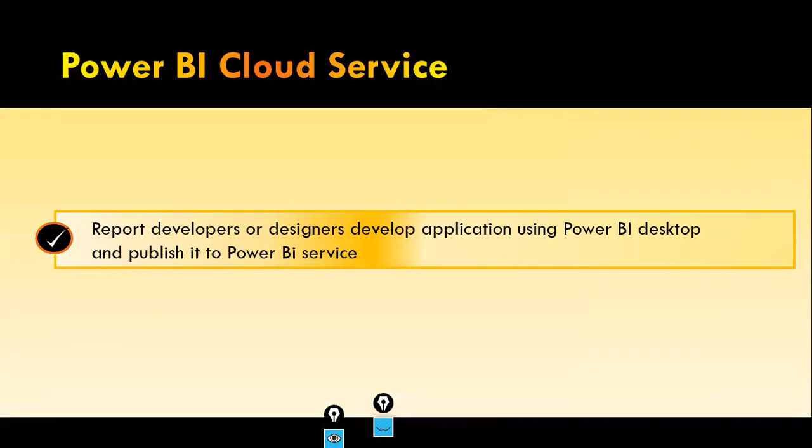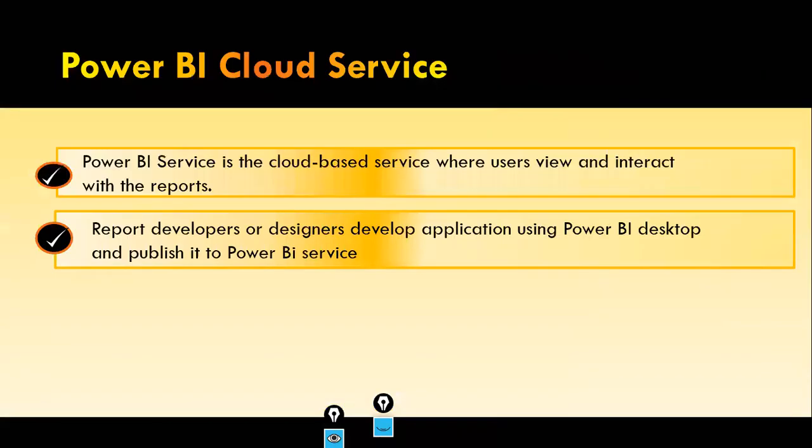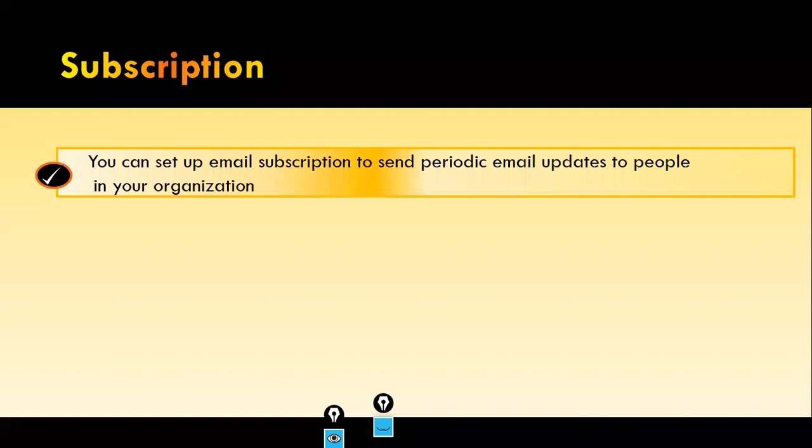Power BI Cloud Service. Yes, we will explore what is Power BI Cloud Service, the navigation part, everything we'll explore it. And then we will take a look at subscription. The subscription is a very good feature. With this, you can set up email subscription to send periodical updates to people in your organization. So here you can schedule the report itself. For example, I want to send a specific report on a daily basis by 10 a.m. or 11 a.m. to so-and-so people's email IDs. You can do it here.